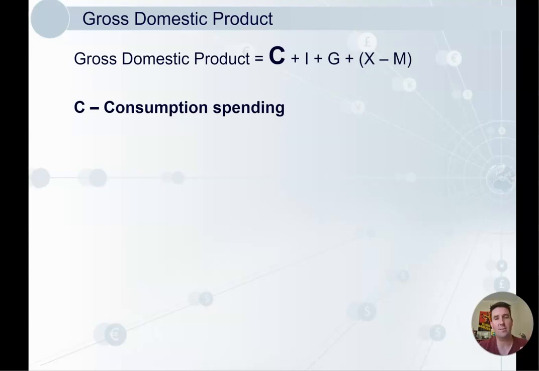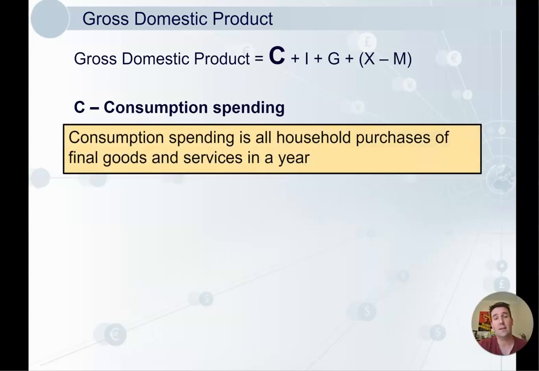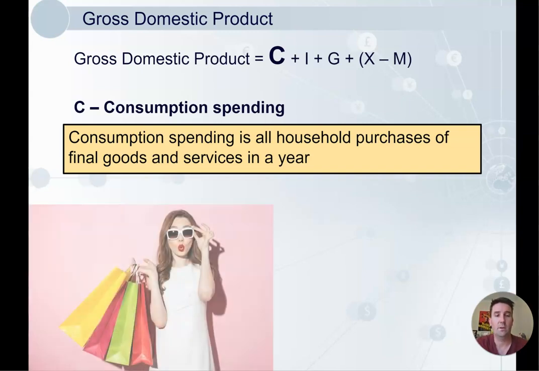All right, here is an equation for gross domestic product. We're going to be using this understanding a lot. So let's get used to this. C plus I plus G plus X minus M. Okay, so it's made up of consumption spending. So that's all household purchases of final goods and services in a year. So, things we buy just for ourselves, right?